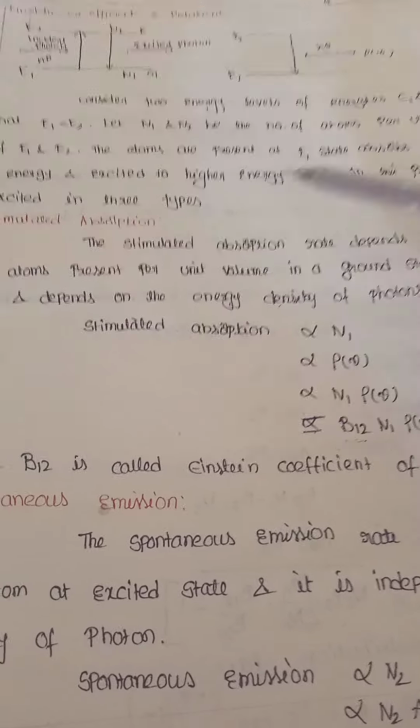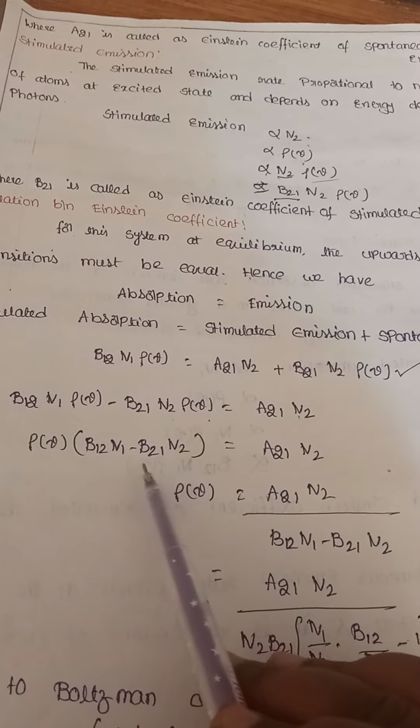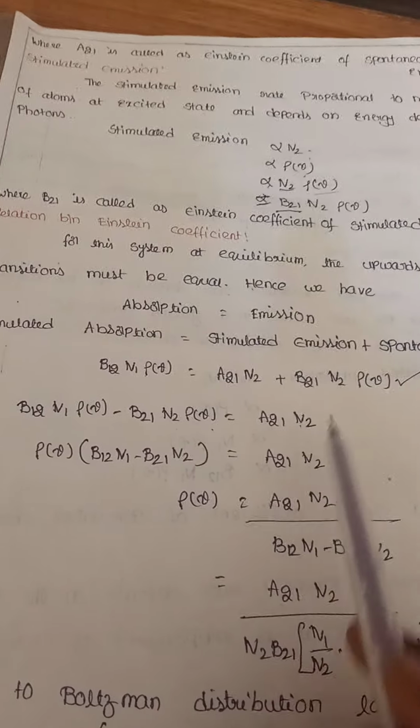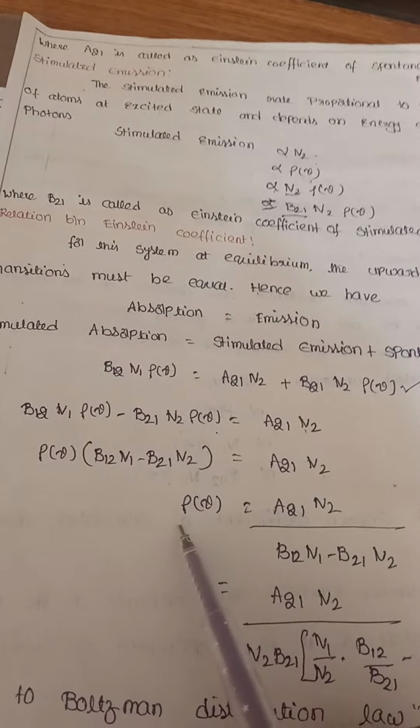Now it can be written as B12 N1 rho of nu minus B21 N2 rho of nu is equal to A21 N2. Here the common term is rho of nu. If we take rho of nu as common, then we get B12 N1 minus B21 N2 is equal to A21 N2. Then in terms of rho of nu, rho of nu is equal to A21 N2 divided by B12 N1 minus B21 N2.